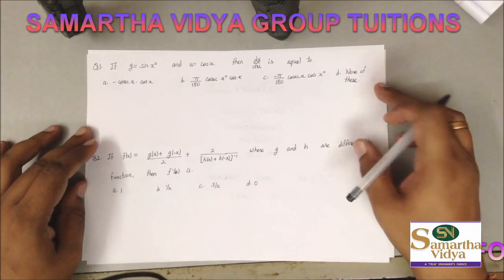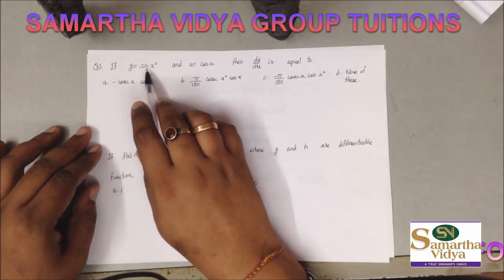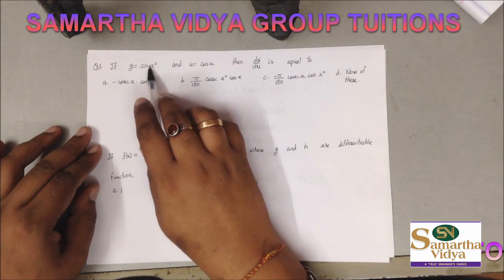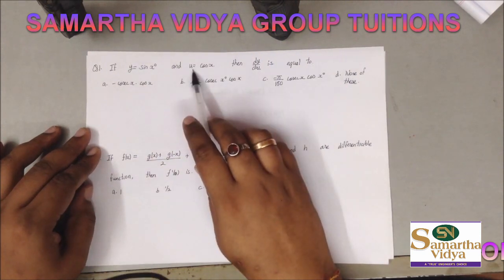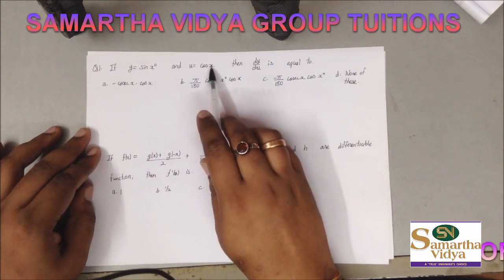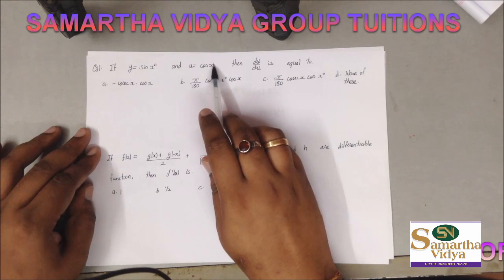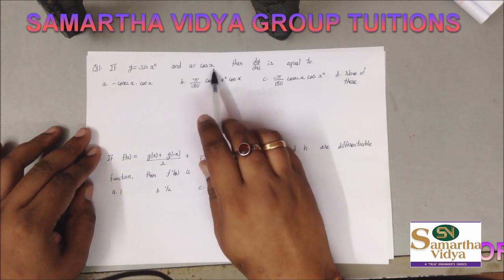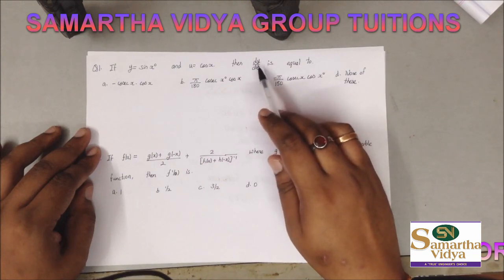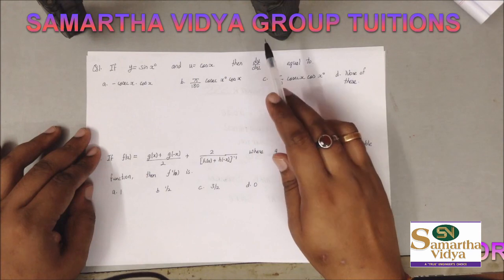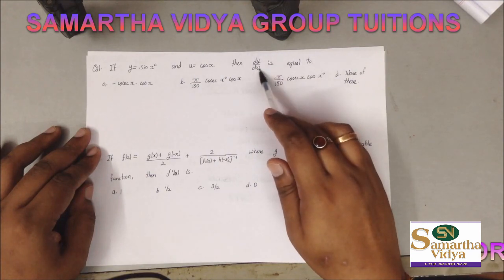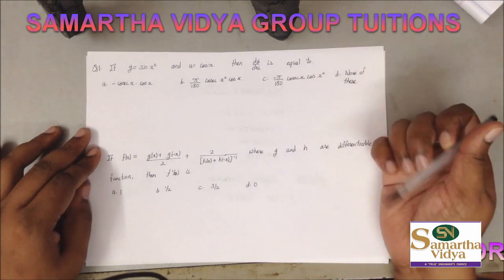So we'll be seeing the first question, which is: if y is equal to sin x°, you have to understand that my x over here is given in degrees, and u is equal to cos x. Here there is no degree term given, so we usually understand that the term is in radians. Then dy by du is asked, that is, the derivative of y with respect to u is asked in this question.